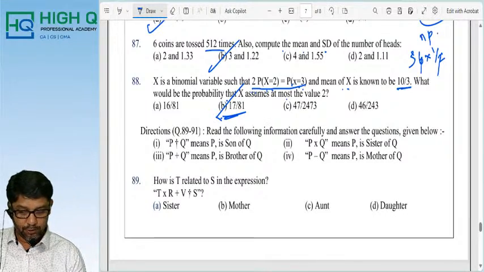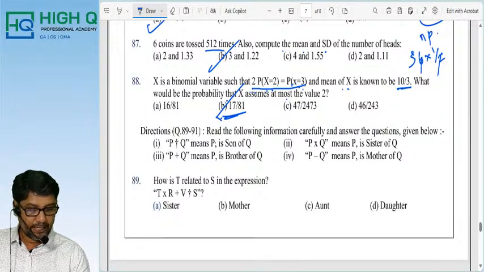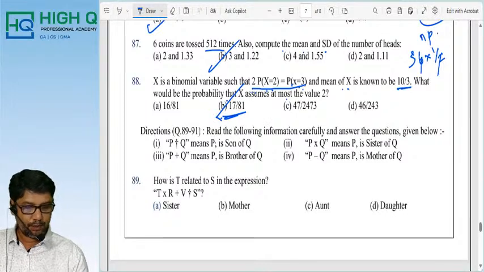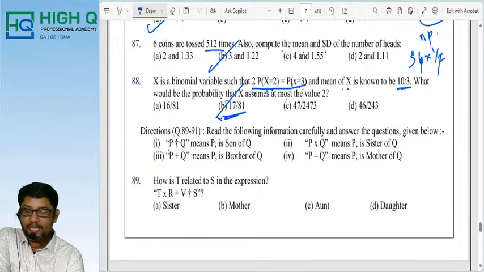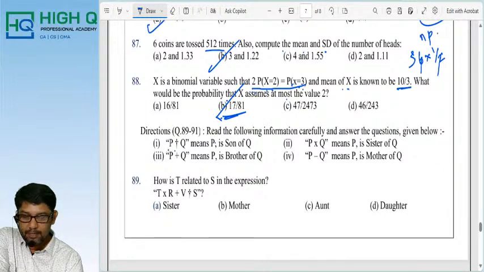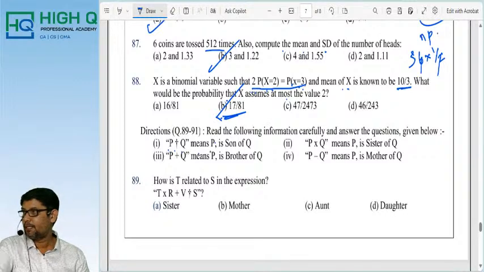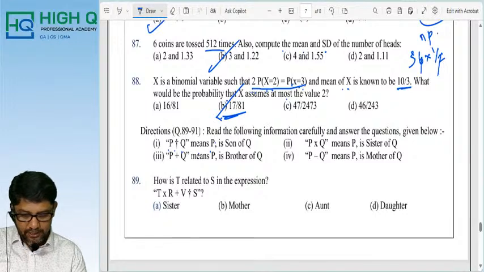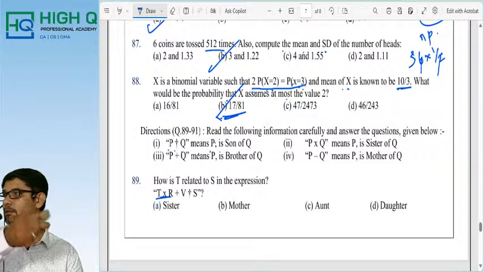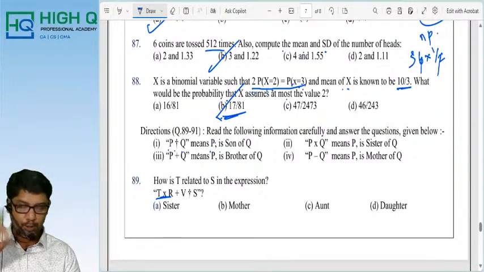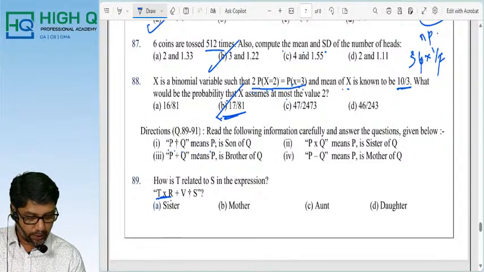So be careful. Now, read the following carefully and answer the questions given below. Now look at this. Some symbol, it is not a plus symbol, okay? P symbol Q means P is son of Q. Some symbols are given, right? Coding. How is T related to S in the expression T into R? Don't apply Bodmas rule. What is T into R?